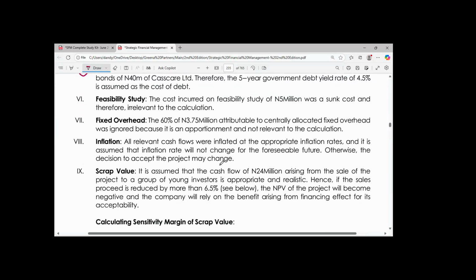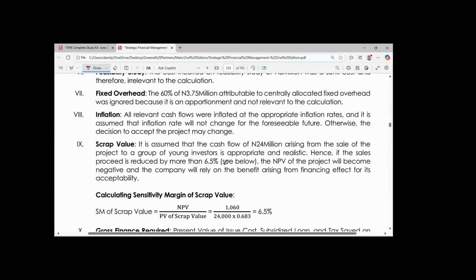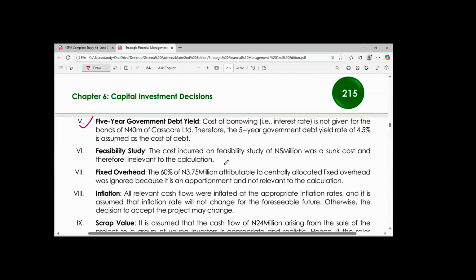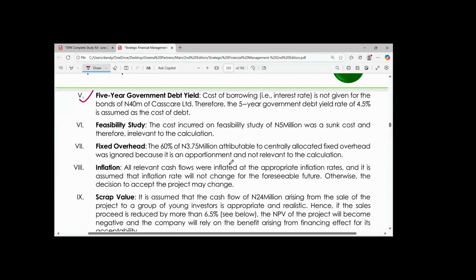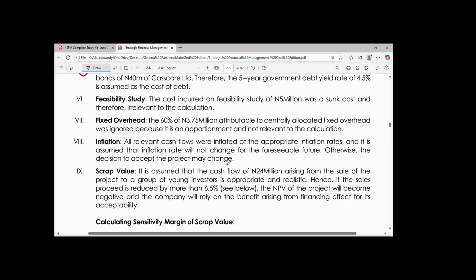You can see the many assumptions I put in this question, about 10 of them. If you do like 5, you are good to go. Then feasibility study. The cost incurred on feasibility study of 5 million naira is a sunk cost and therefore not relevant to the calculation. Then number 7, we talk about fixed overhead.